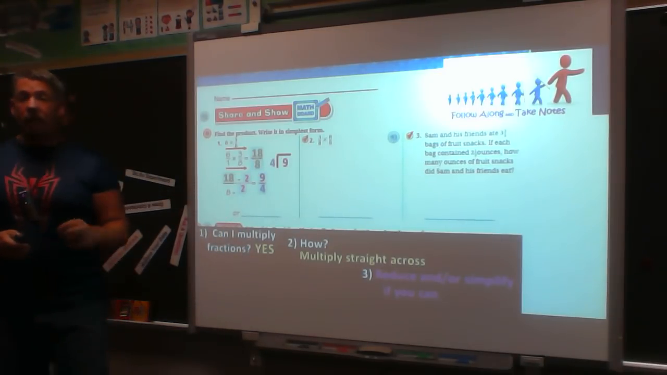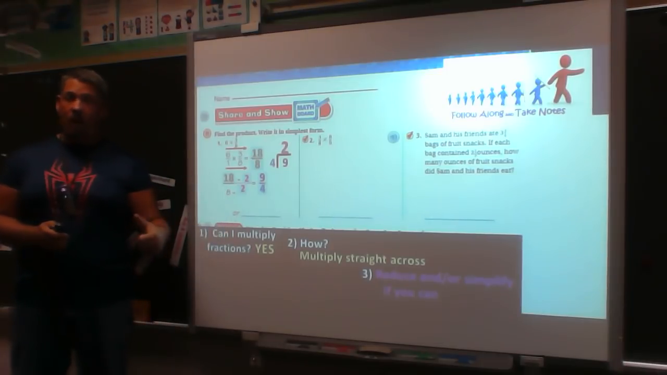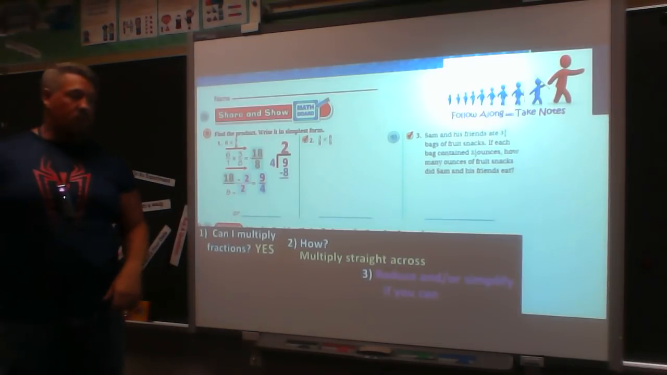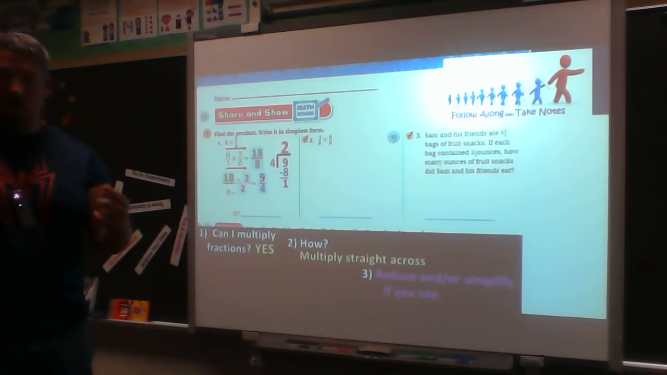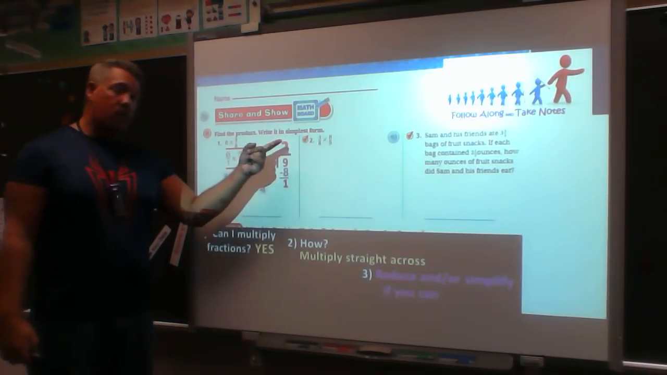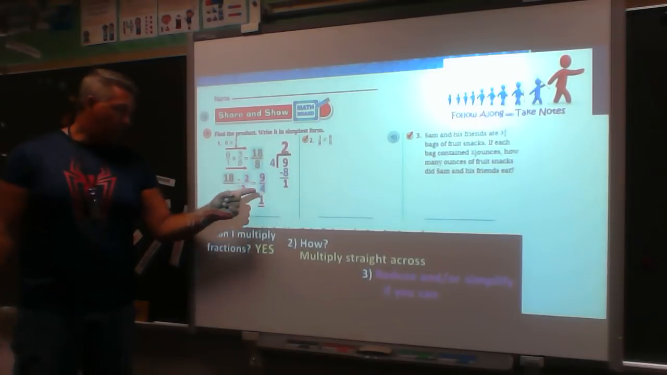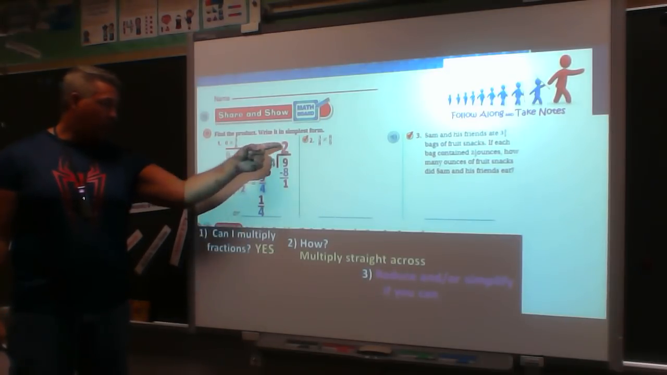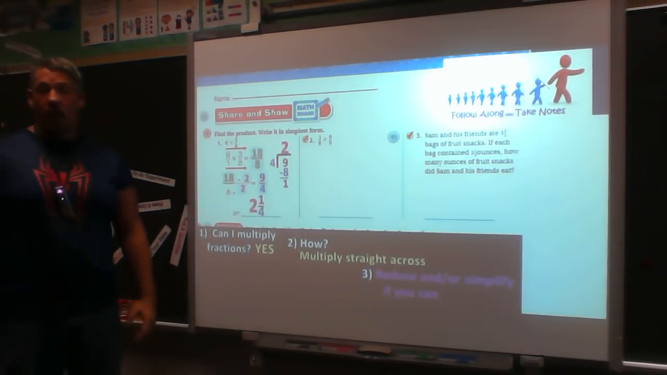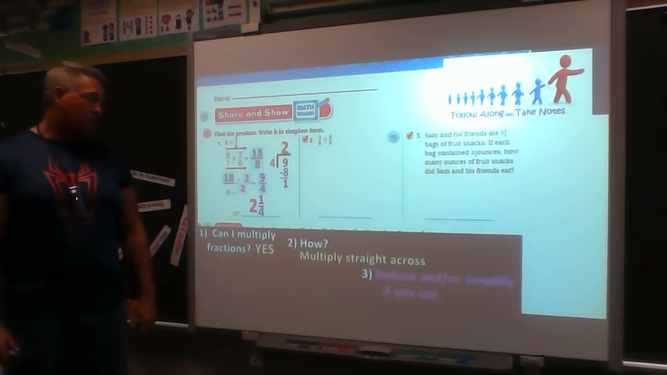4 goes into 9 2 whole times, because 2 times 4 is 8. And when I subtract, I get a remainder of 1. My remainder becomes my numerator, and my divisor becomes my denominator. So I have my numerator, I have my denominator, and I keep my whole number. So I have 2 1/4 as my answer.